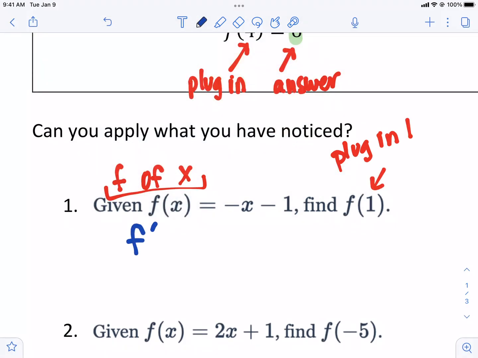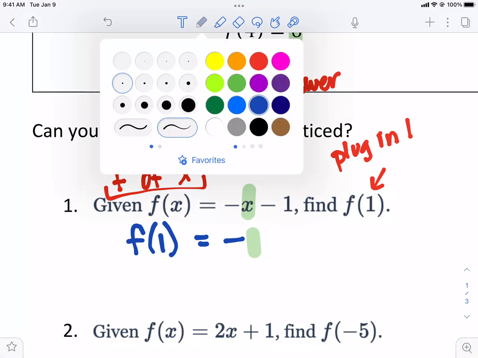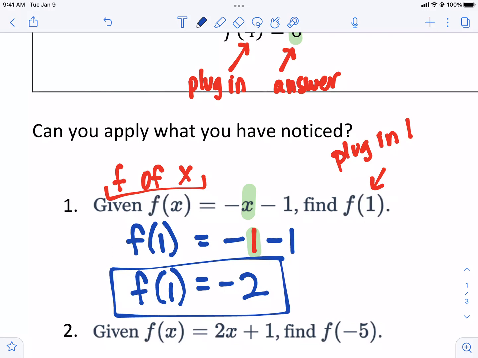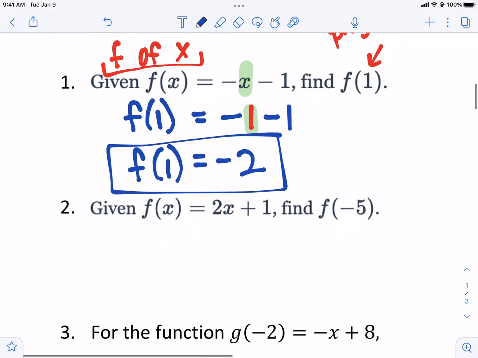So f of 1 just means you plug it in. Everywhere you see an x, you're going to plug in a 1. So we're going to plug in a 1 here. And then we'll write the rest of the equation, and then we solve. -1 minus 1 is -2. So we say f of 1 equals -2. And all that means is when you plug in a 1, you get -2 for an answer. Let's try the next one.